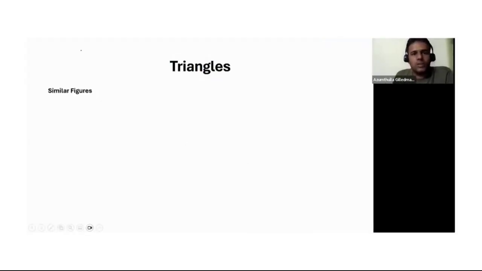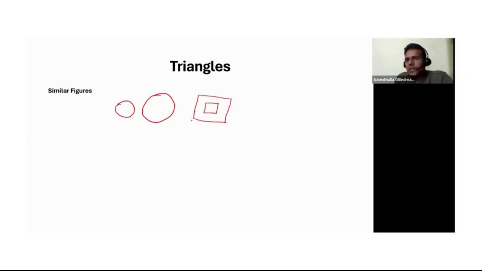In many places we would have noticed similar structures or similar shapes, right? For example, this is one circle and this is another circle. So both are circles, but of different size, right? So let's say this is a square and there is another square of different size. So when we have the same shape with different sizes, we call them similar figures, right?